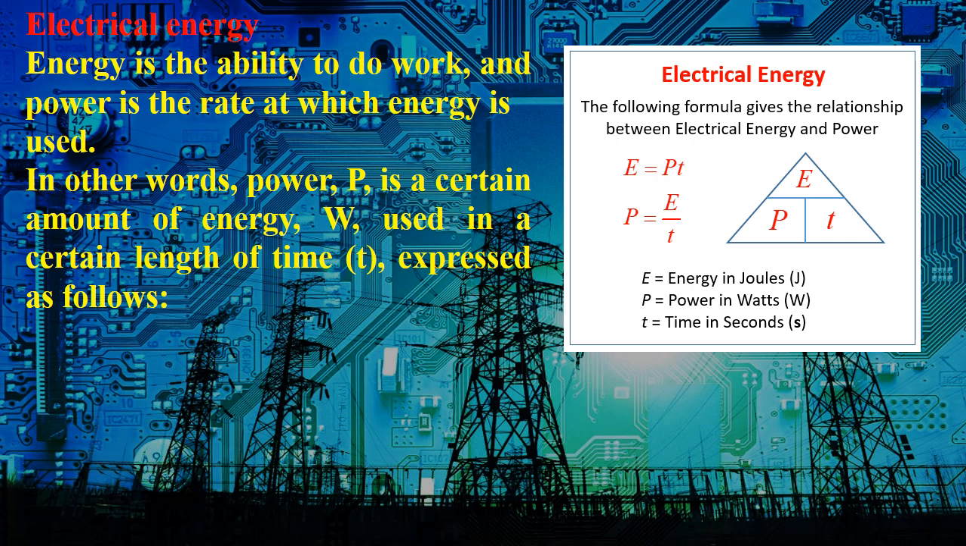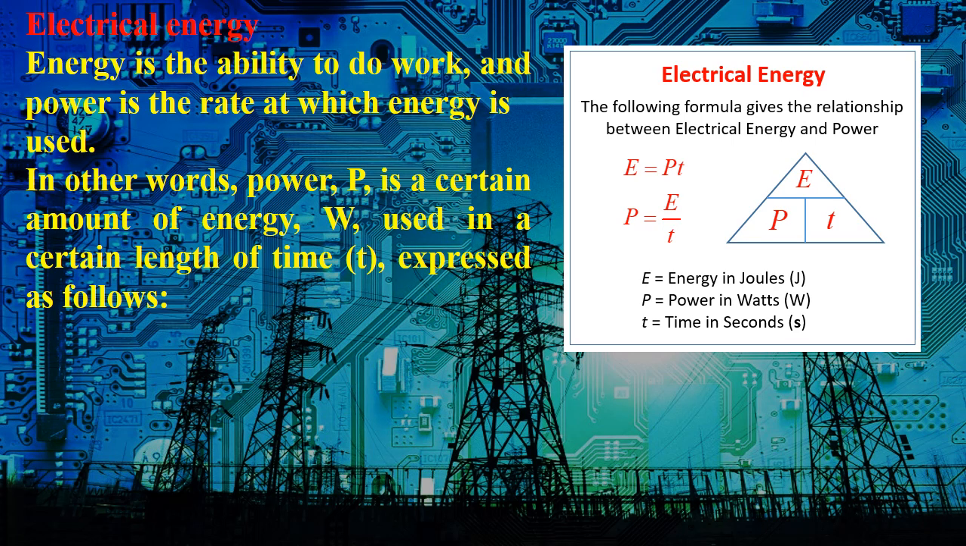Okay, in other words, power P is a certain amount of energy or work used in a certain length of time, expressed as follows: energy is equal to power times time, or power is equal to energy divided by time. Or you can use the small triangles there to rearrange and find out whatever quantity you are required to.